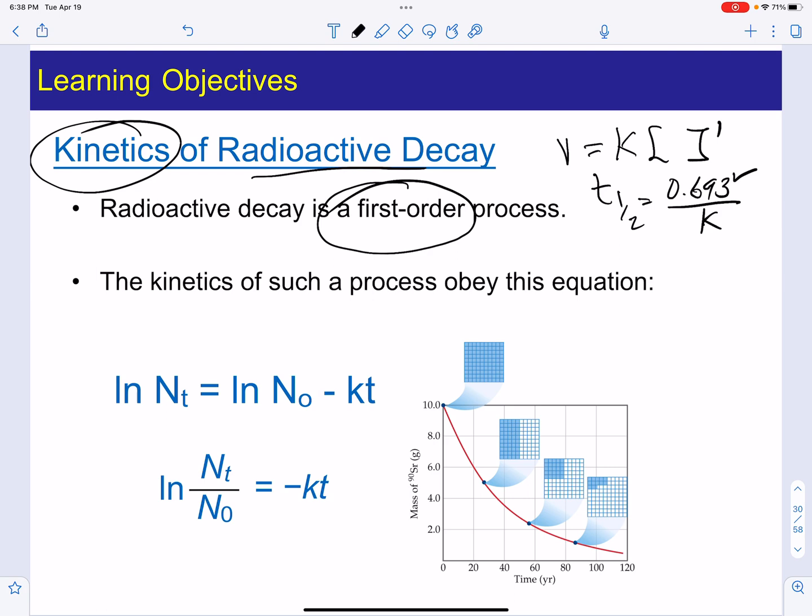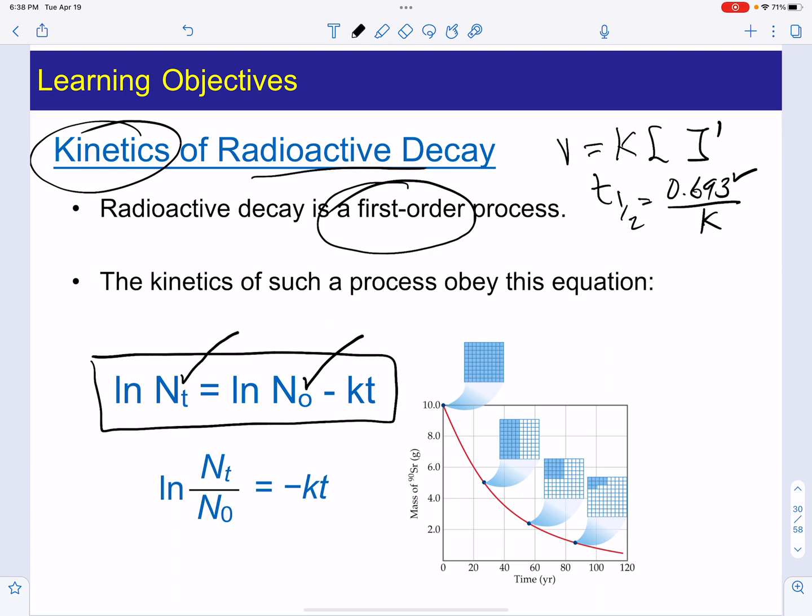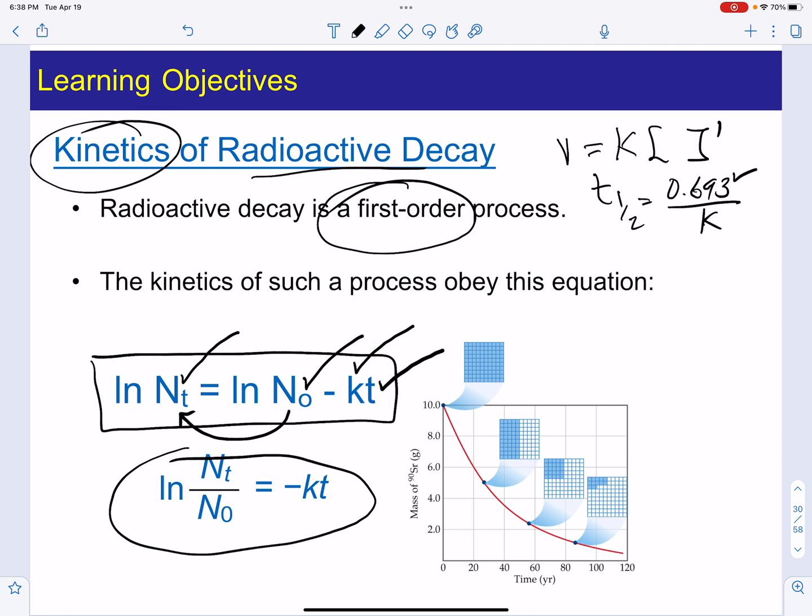And we also know that the integrated law for first order will apply, where you can measure the initial amount, the remaining amount, the rate constant, and the time required to go from the initial to whatever remains. And you can express it like this also, same formula.